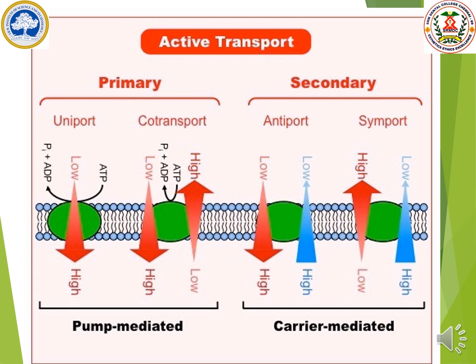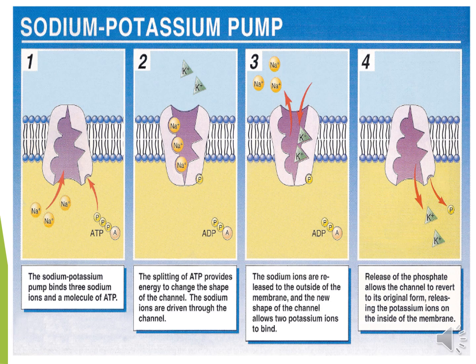Secondary active transport is the ATP which has already been utilized in the primary. The same ATP will be utilized in the secondary transport mechanism, so we call it secondary active transport, or carrier mediated transport. The best example for an active transport is the sodium potassium pump, where three sodiums are taken up with the help of two potassiums.